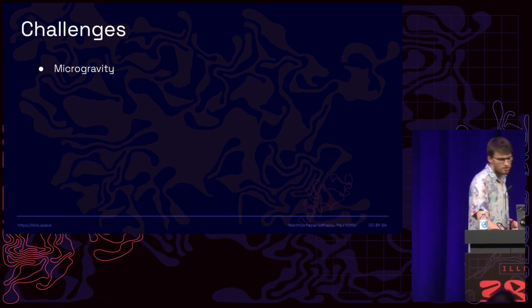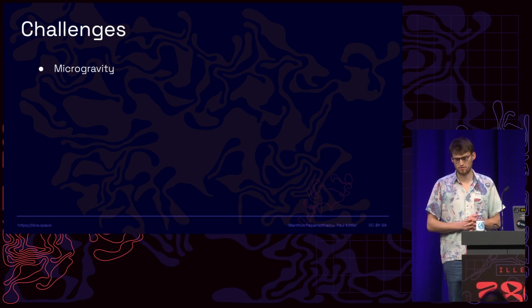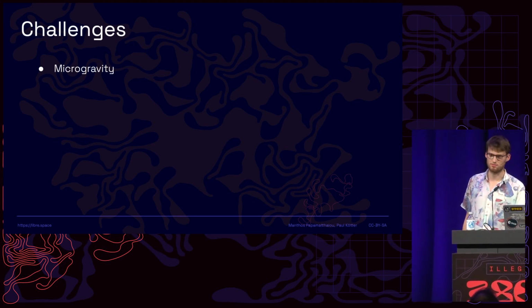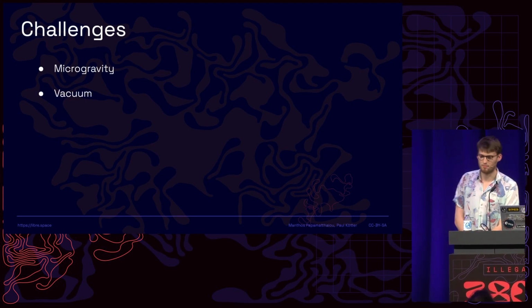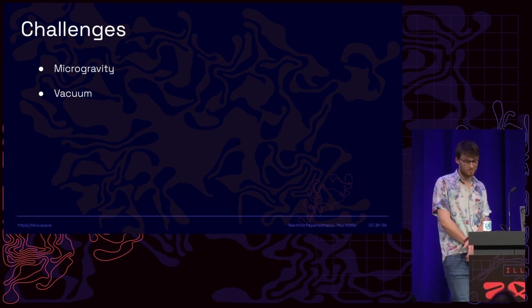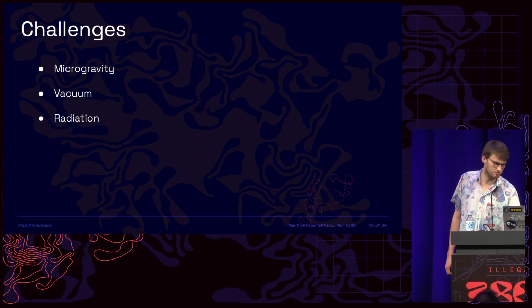So let's talk about some challenges that you will face when you want to build a satellite. First of all, you have microgravity. You can't really test for this. You just have to do some analysis, see if everything works, and then hope. Then you have vacuum. This one you can actually test, and in a short time you will also see a picture of a funny vacuum chamber.